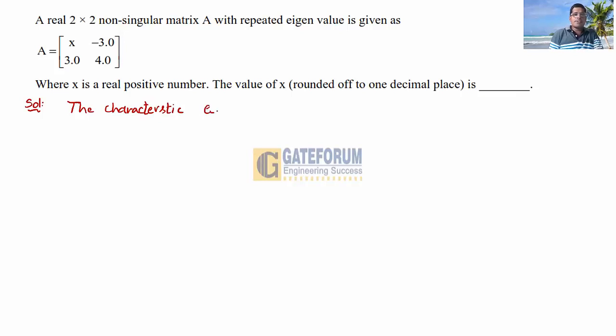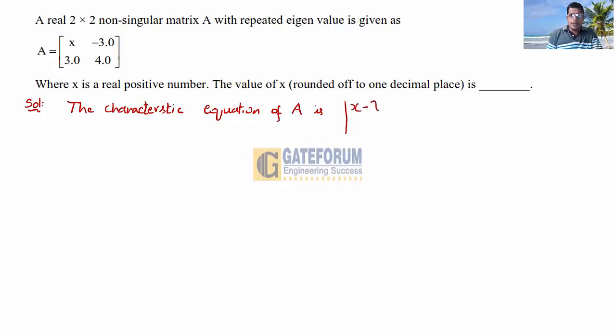The characteristic equation of the given matrix A is determinant of A minus lambda into I equal to 0. So without writing, we can write directly by subtracting lambda from each diagonal element only. We'll get this 2 by 2 determinant as the characteristic equation.